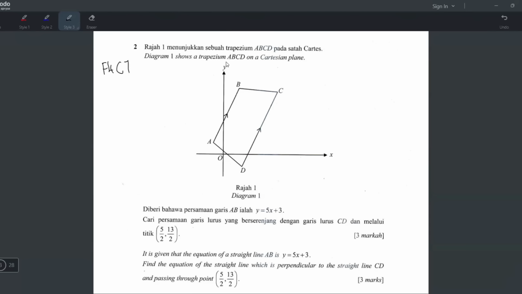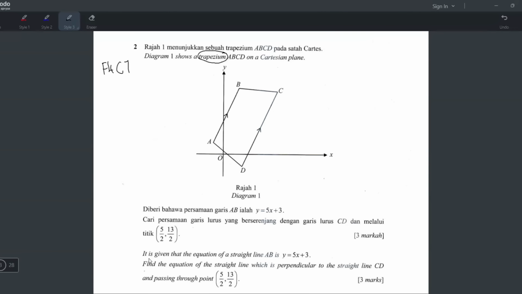Diagram 1 shows a trapezium ABCD on the Cartesian plane. This trapezium shape must have two parallel lines. In this case, you can already see it's AB and CD because they put an arrow like that, meaning they are both parallel. So what happens when two lines are parallel? They will have the same gradient. Both lines will have the same gradient.